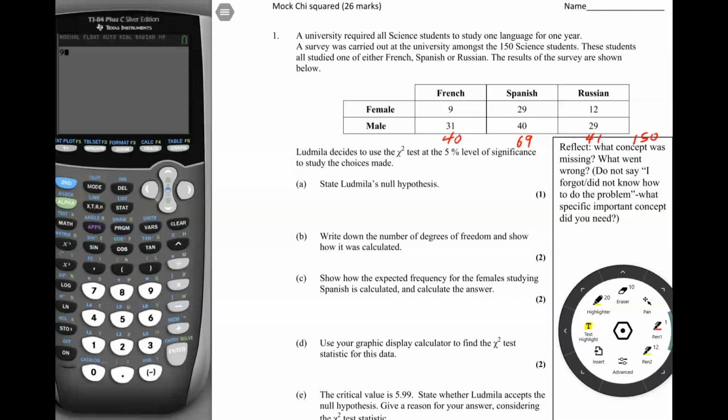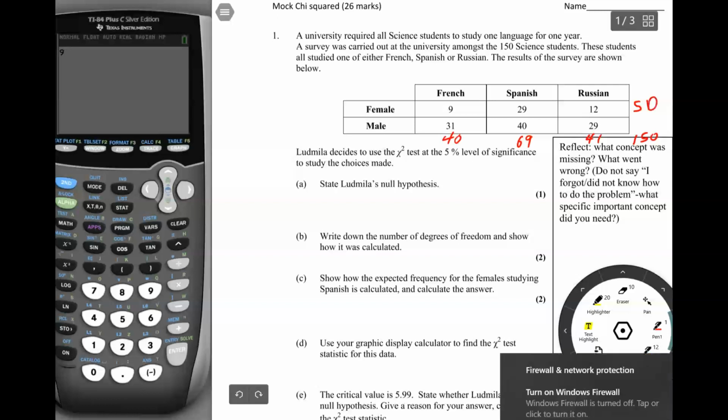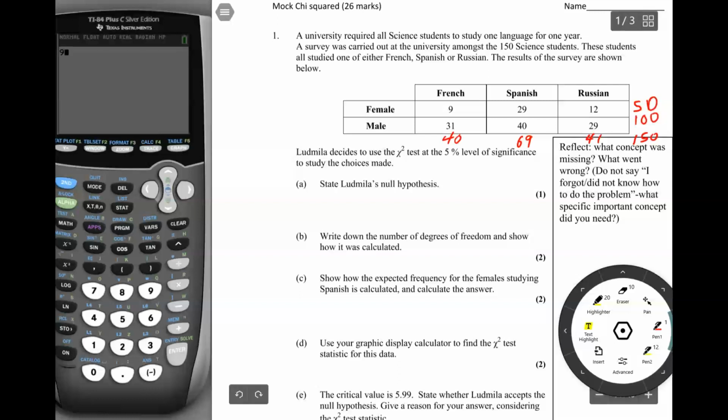And then if I want to add the females together, it's 29 plus 9 plus 12. That would be 50, right? I'm sorry, 51? Yeah, 51. And then 31 plus 40 is 71. 71 plus 29 is, I'm sorry, it is 50. 31 plus 40 is 71. 71 plus 29 is 100. Okay, so those are the subtotals and the totals.